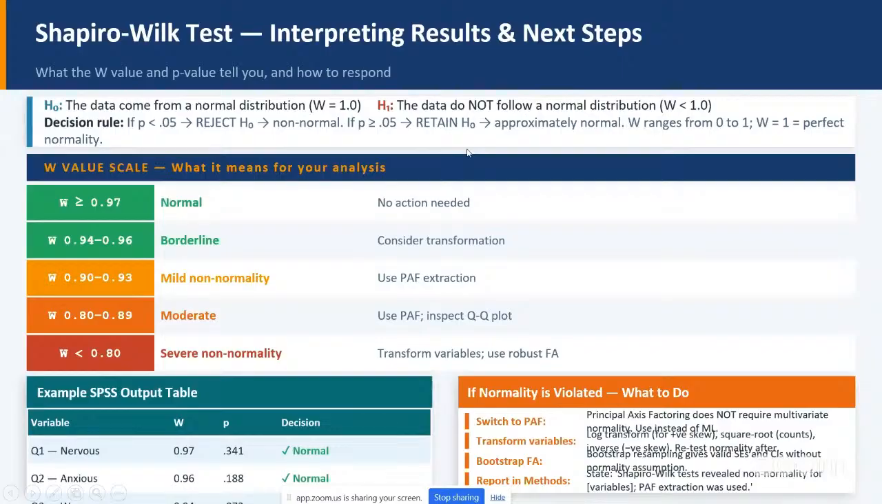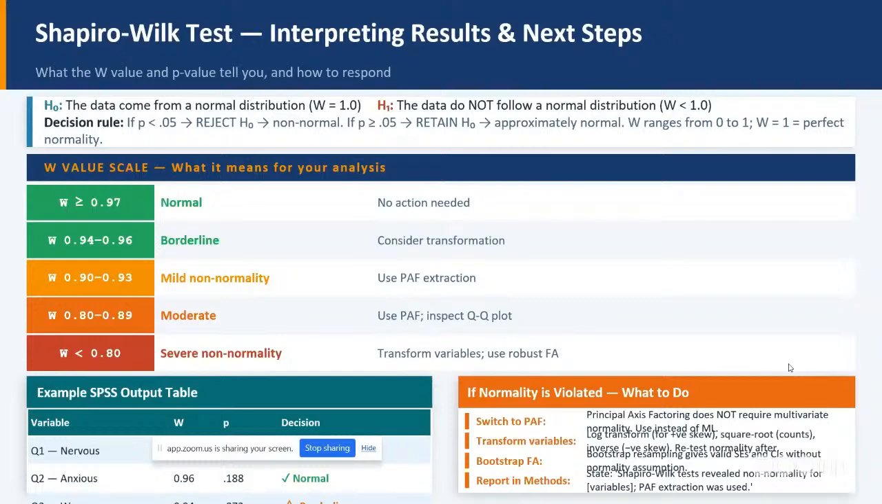So these are the same things. I have explained this table, so I'm not explaining this. I'm just explaining this part. What are the transformations? Like to switch to PAF when we need PAF, right? Principal axis factor analysis doesn't require multivariate normality. Instead, we use ML when we have normal data, like maximum likelihood. But when we don't have the normality assumption, we need to use PAF.